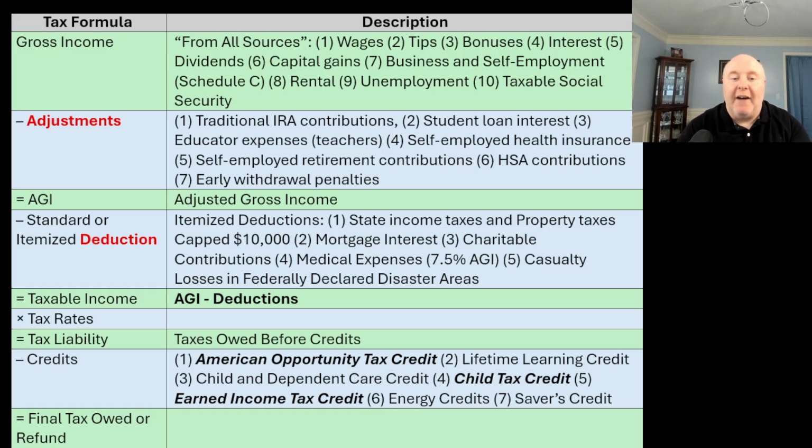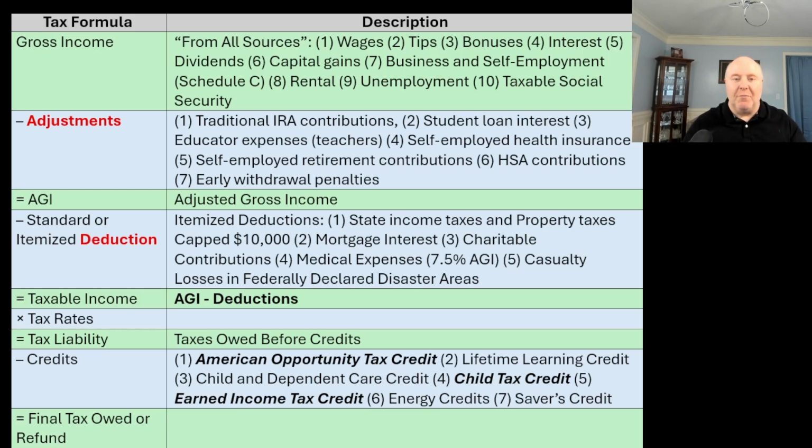Okay, after we apply our tax rates to our taxable income, what we have is our tax liability. It doesn't mean that's what we owe yet, okay? That tax liability is there before we take out our good friend credits. We love credits, okay? We love credits because credits are going to reduce our tax liability dollar for dollar.